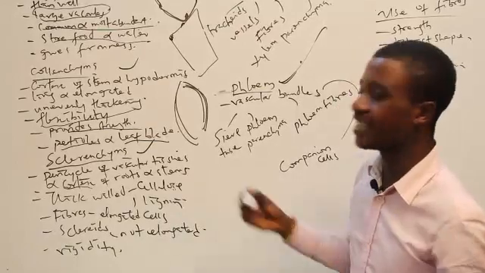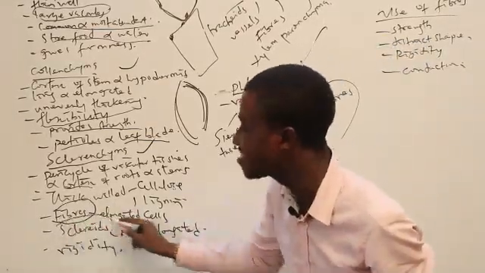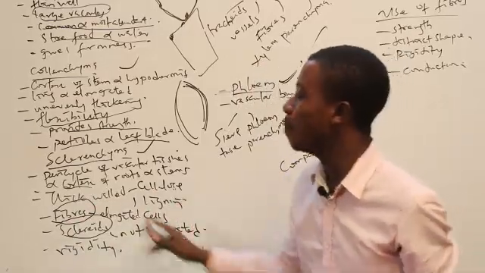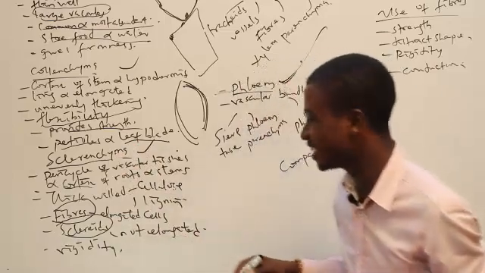Are you with me? Now the sclerenchyma is made up of 2 major parts. We call them the fibers and the sclereids. The fibers and the sclereids make up the what? The sclerenchyma.